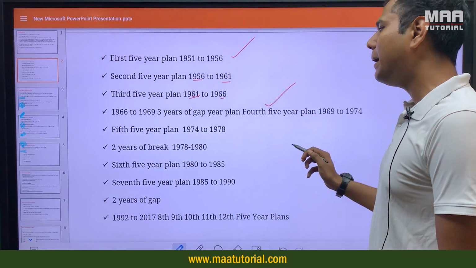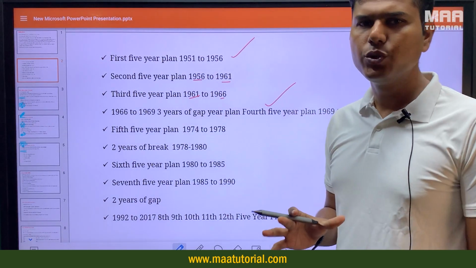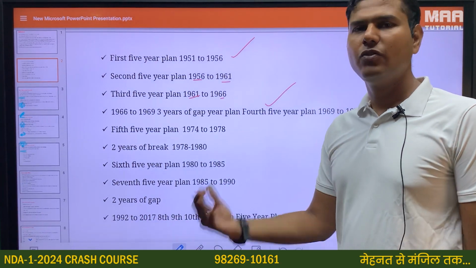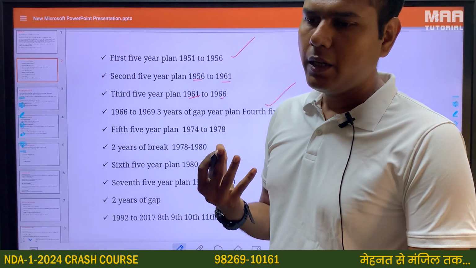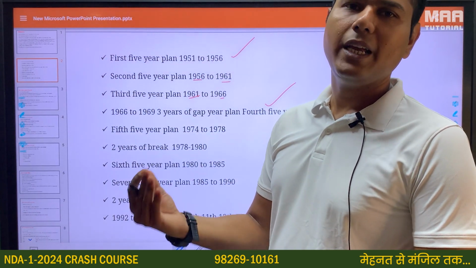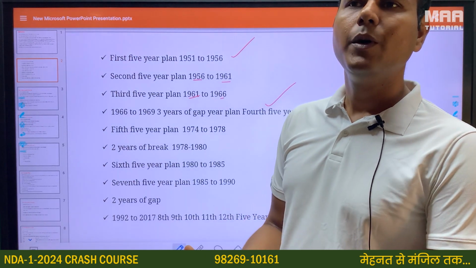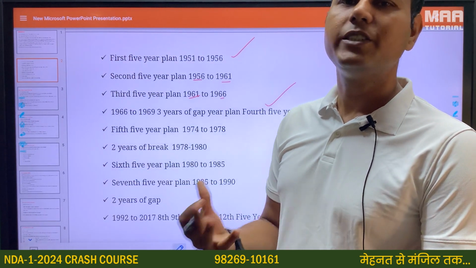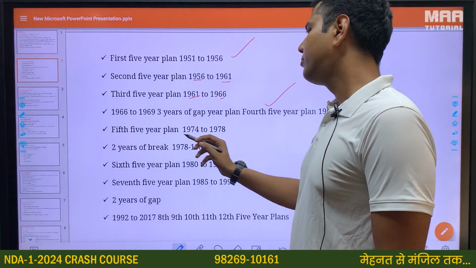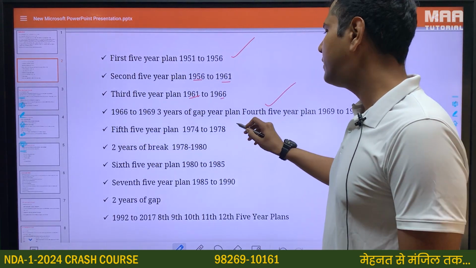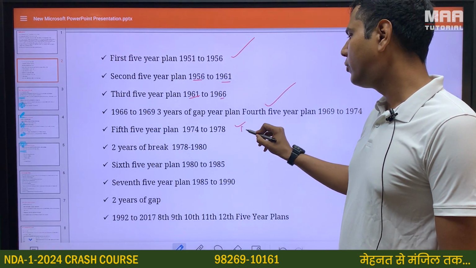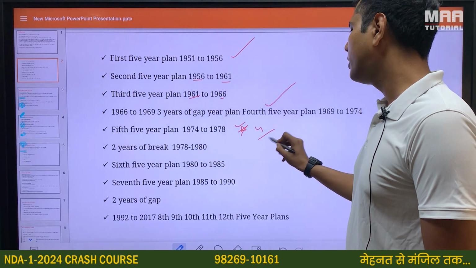What happens in this gap is that because of certain issues or problems in our country, the government decided that rather than going further for a 5-year plan, we should take a step back and take some measures which would fundamentally make our country economically stable. That is why gaps were created. So let's move further. Fifth 5-year plan, again 74 to 78. Again, if you see, this is a 4-year plan. So this is the only 4-year plan.